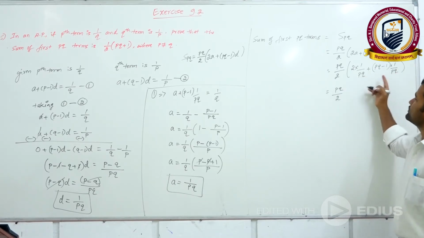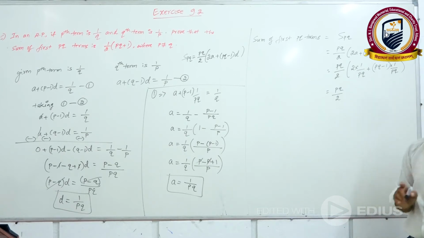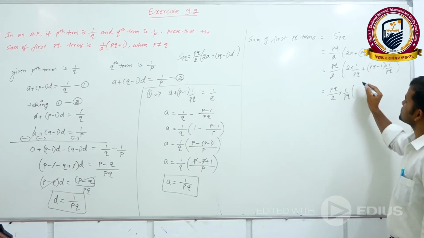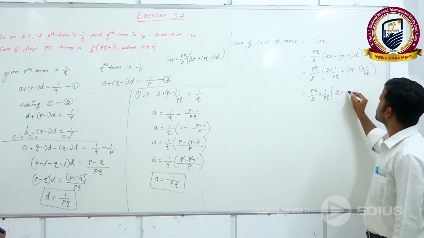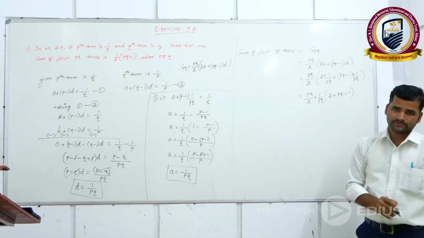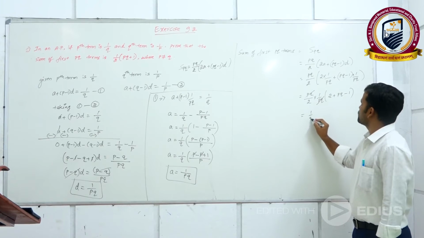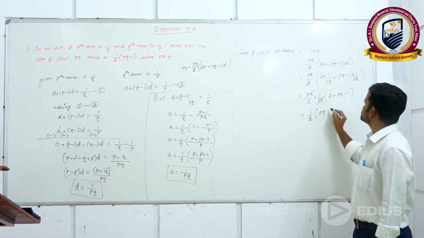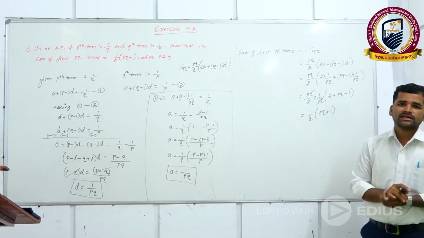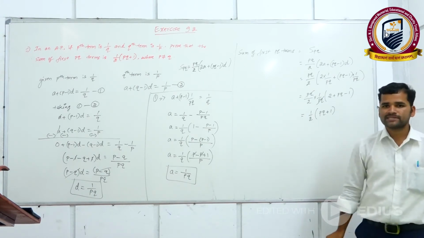You take 1 by PQ common from both the terms. 1 by PQ is outside now. What is remaining here? 2 plus, here we are left with PQ minus 1. PQ gets cancelled. 1 by 2 times PQ, 2 minus 1, 1. Now we have shown the sum of the first PQ terms is 1 by 2 times PQ plus 1.